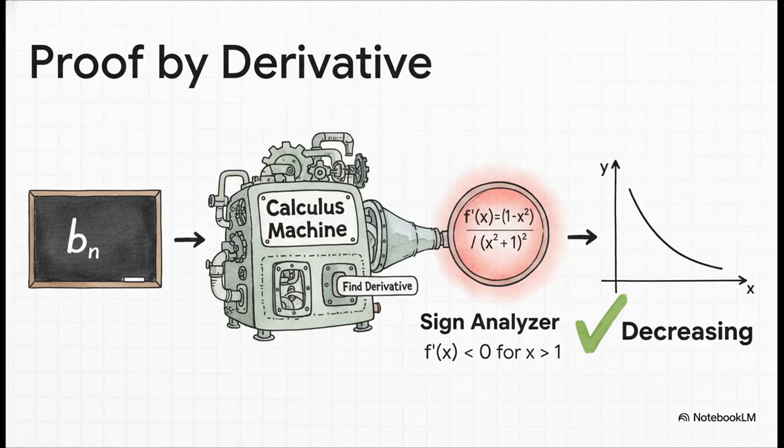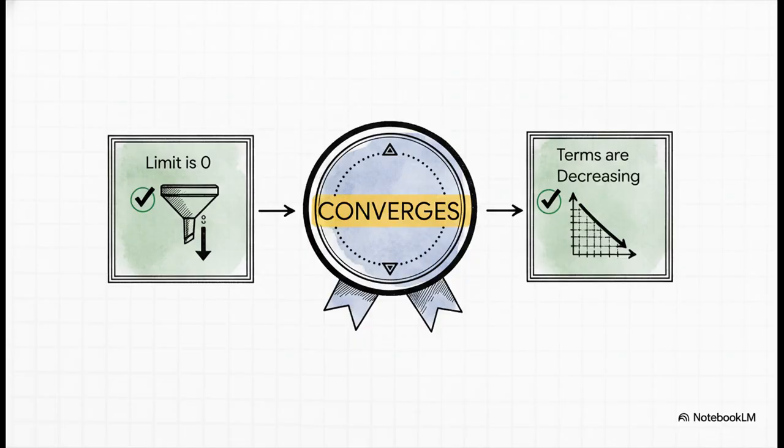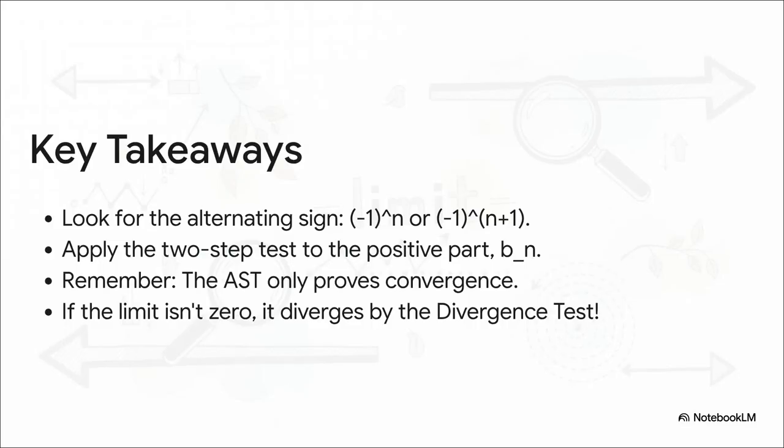And what does a negative derivative mean? It means the function is decreasing. And if the function is decreasing, our terms have to be too. And there we have it. We've confirmed both of our conditions. The limit is 0, and we've officially proven that the terms are decreasing. So our conclusion is clear. This series converges.